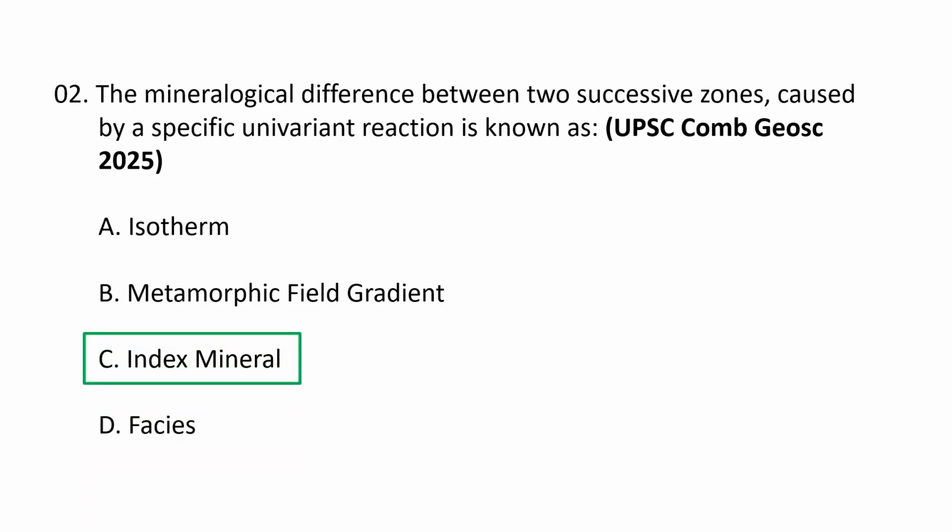Index mineral. An index mineral is used to determine the degree of metamorphism a rock has experienced, and depending upon the original composition and the pressure and temperature experienced by the protolith or the parent rock, the chemical reactions between minerals in the solid state produce new minerals. So the correct option is C.